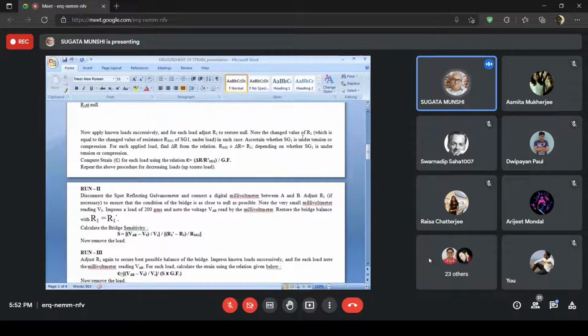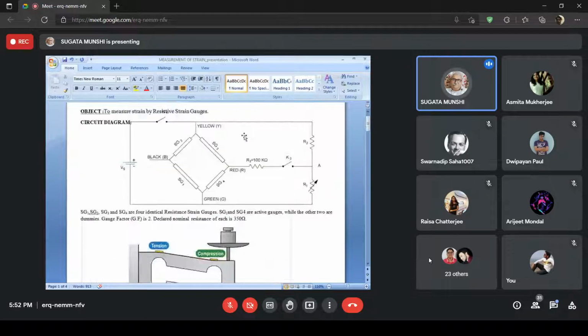Note the changed value of R1, which is equal to the changed value of resistance RSG1 of SG1 under load. In each case, ascertain whether SG1 is under tension or compression. For each applied load, find delta R from the relation RSG1 plus minus delta R equal to R1. That obviously would be the case. If RSG1 is the nominal resistance of SG1, this term is 350 ohms, RSG1 plus minus delta R will be equal to the value of R1 with which you have been able to obtain null.